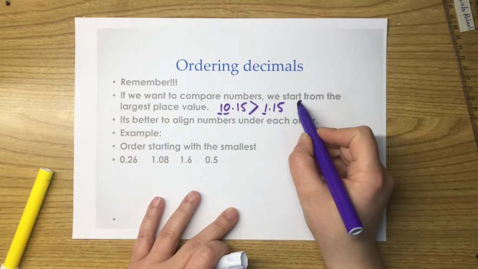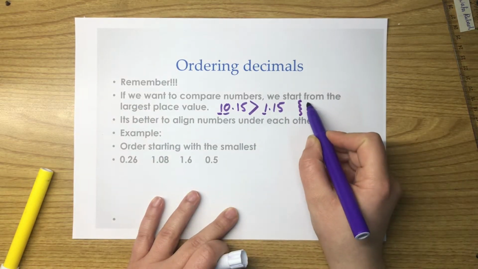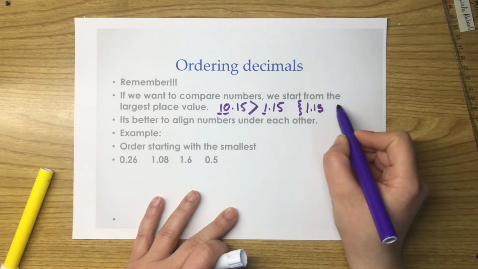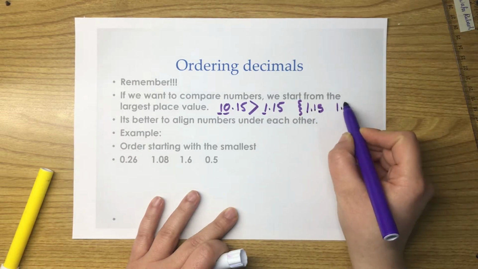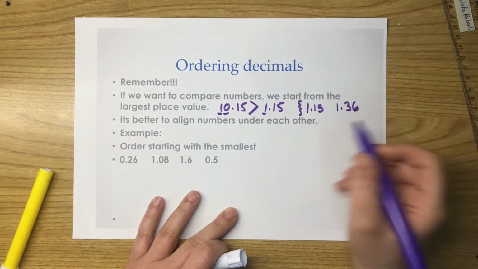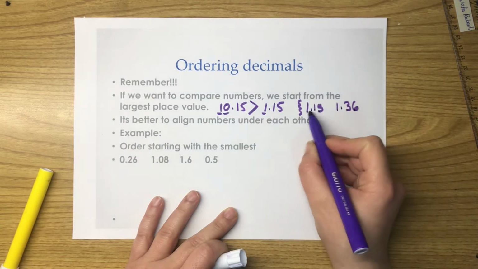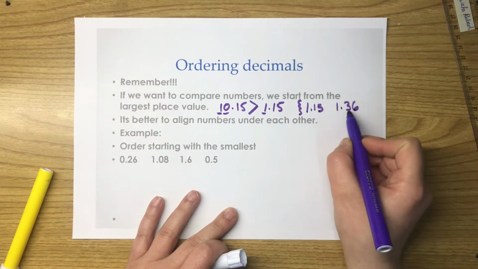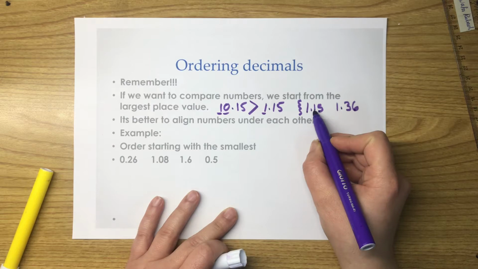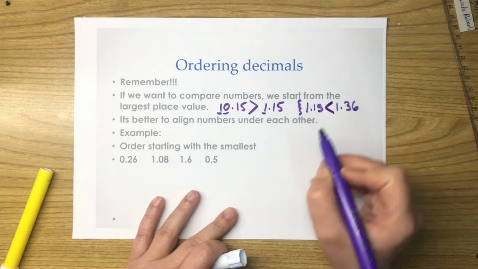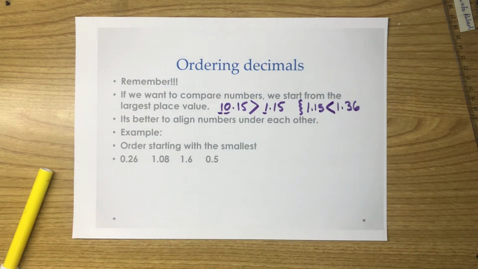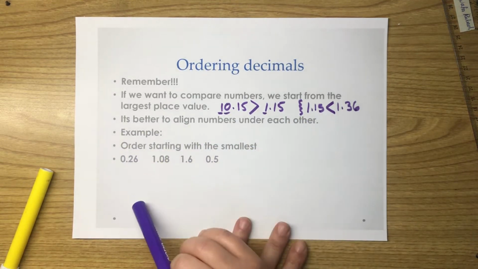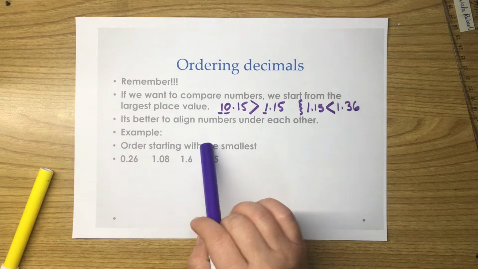Another example: 1.15 compared with 1.36. The ones places are the same. The tenths digits are different. This one has 1, this one has 3, so definitely this one is larger. It's better to align numbers under each other. Let's start with this example.